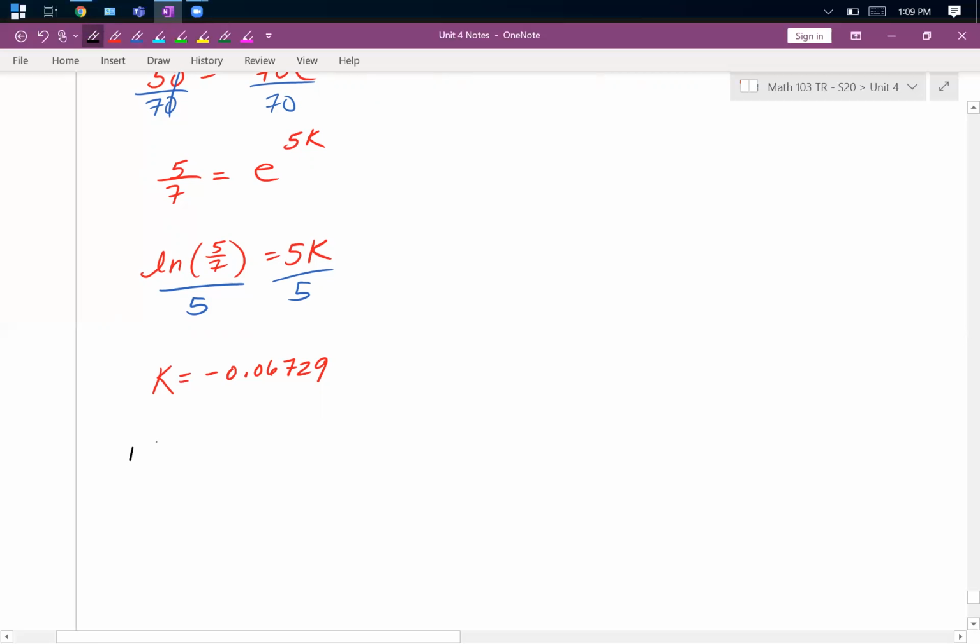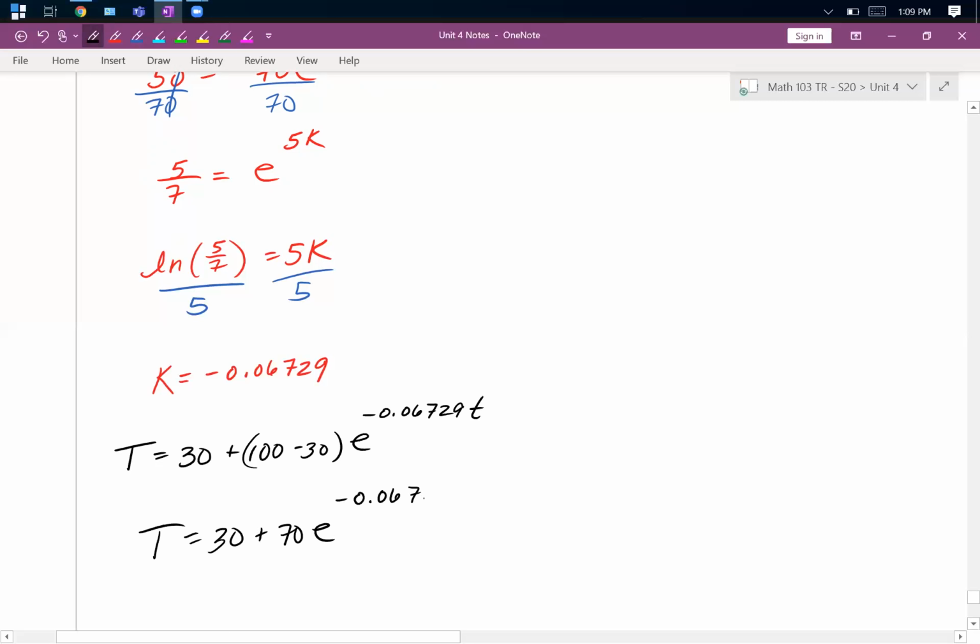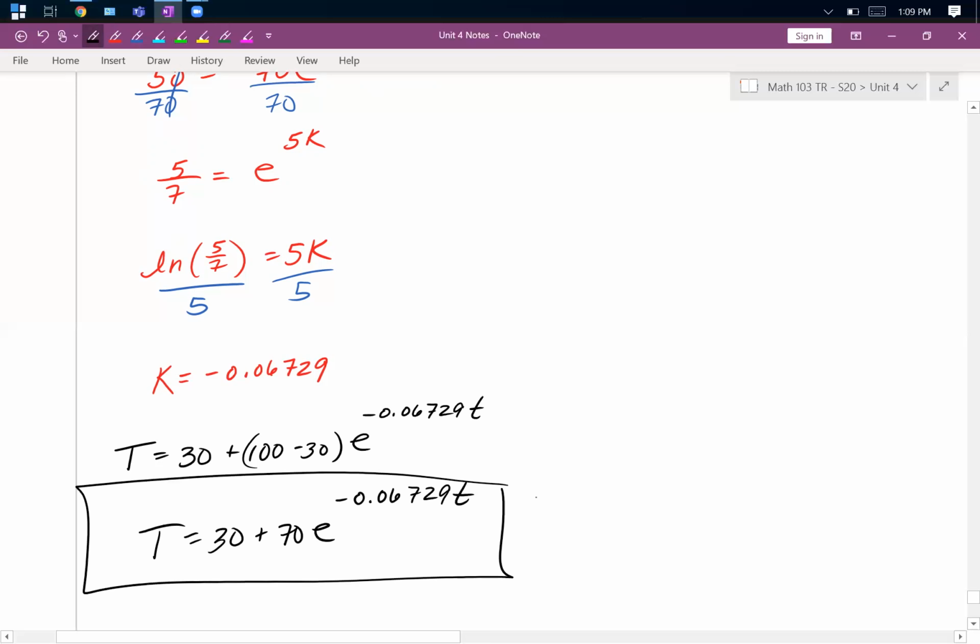So we're going to have T equals 30 plus 100 minus 30 times e to the negative 0.06729 t power. And I would take the extra step and clean this up and combine what we have inside the parentheses there. T equals 30 plus 70 times e to the negative 0.06729 t. That's the equation that models this cooling, and we'll be using this to answer parts B and C.